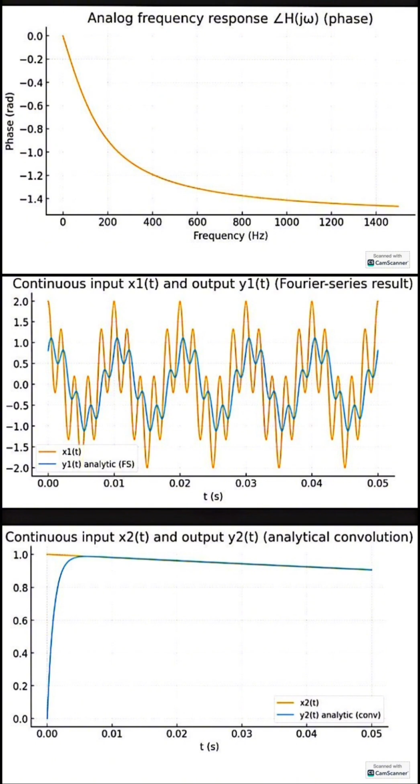And the last one, the time domain input output comparison, shows two inputs x1 and x2 with their corresponding outputs y1 and y2. Outputs are compared with Fourier series for periodic-like inputs and analytical convolution for arbitrary inputs. This verifies the system's linear time invariant behavior in continuous time. Well, this is all about analog system analysis.